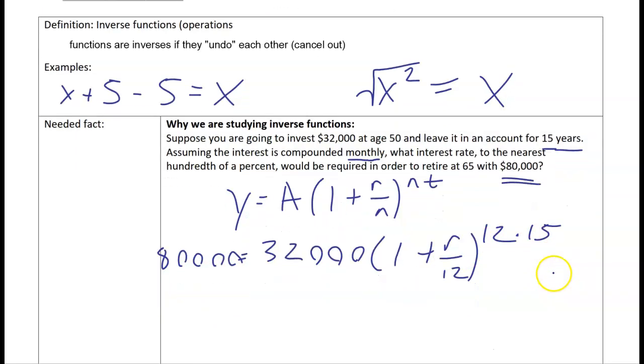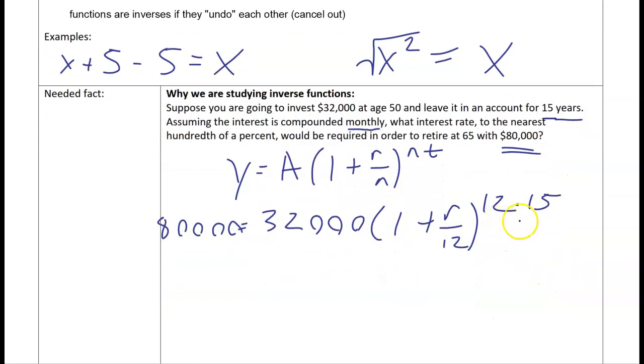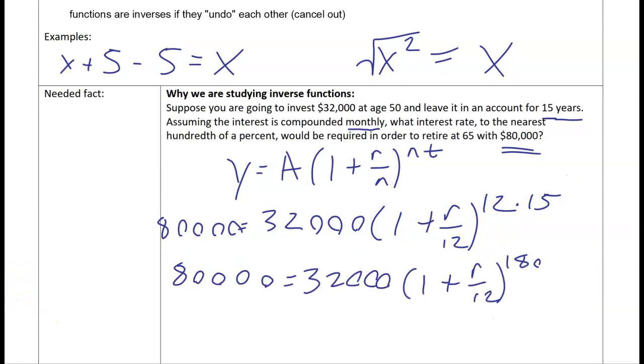So now I can start to simplify this a little bit. So I'll simplify 12 times 15. And then I want to divide both sides by 32,000 because what I'm trying to do, right, is get to r. I want to isolate that. So I'm going to divide 32,000 on both sides. So this is all math you know how to do. So you might have been able to figure this out on your own.